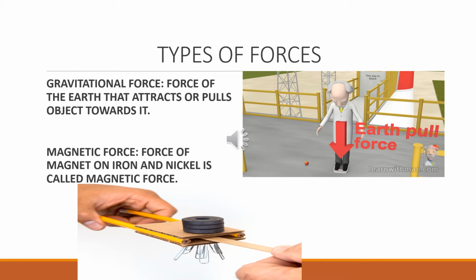Now let's discuss the different types of force. First, we are taking gravitational force. The earth has a force that attracts or pulls objects towards it. If we throw a ball upward in the air, it comes back down to the earth because of its gravitational force. And second is magnetic force. Magnets attract objects made of iron and nickel. This force of magnets is called magnetic force.